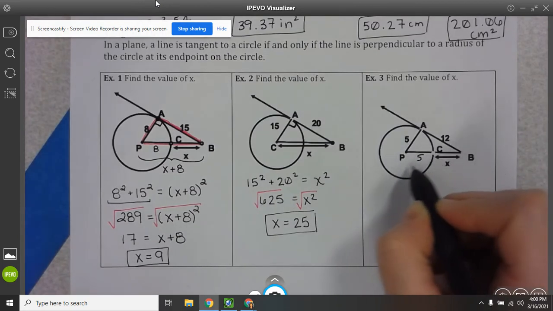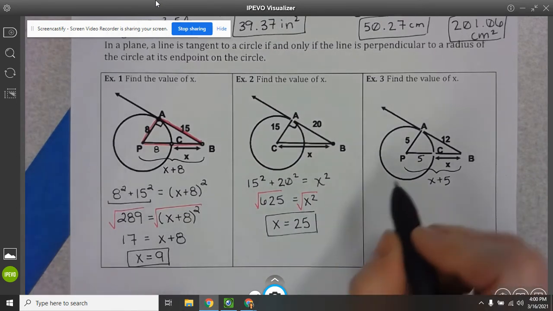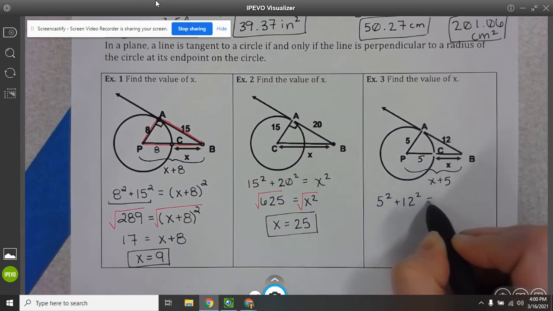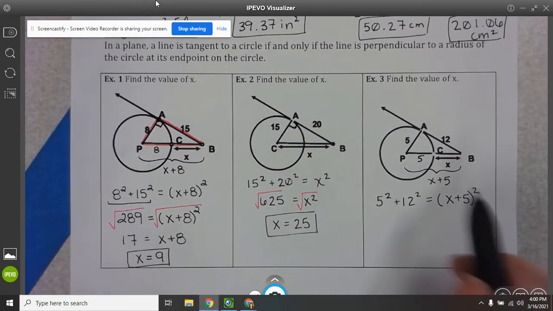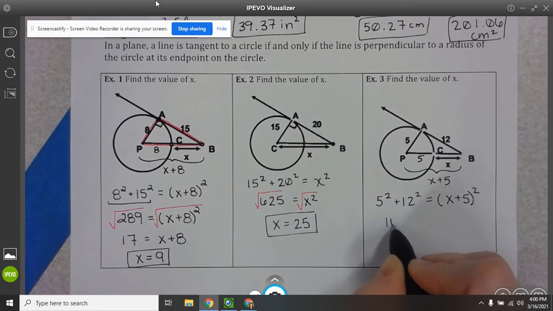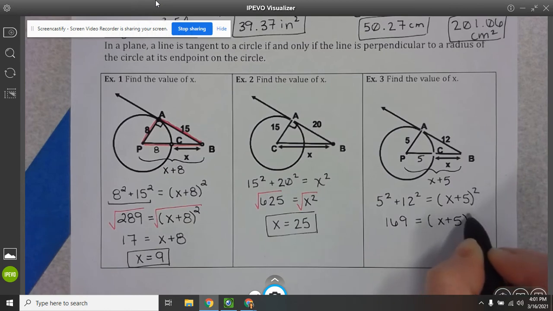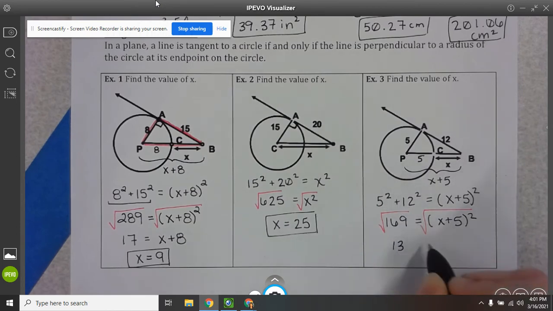So this is also a radius. So this whole thing here would be x plus 5. So I'm going to have 5 squared plus 12 squared is the quantity x plus 5 squared. Putting that into my calculator, I get 169 being equal to x plus 5 squared. I'm going to take the square root of both sides. Square root of that is 13. So this tells me that x has to be 8.